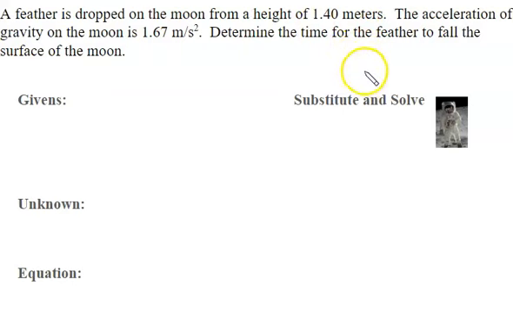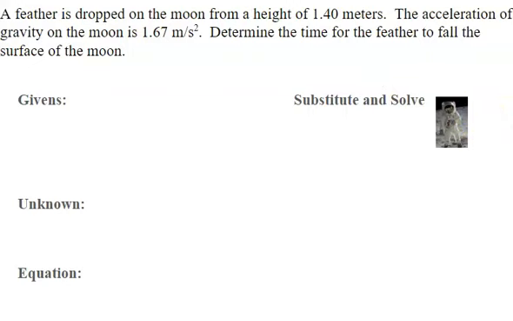A feather is dropped on the moon from a height of 1.40 meters. The acceleration of gravity on the moon is 1.67 meters per second squared. Determine the time for the feather to fall to the surface of the moon.